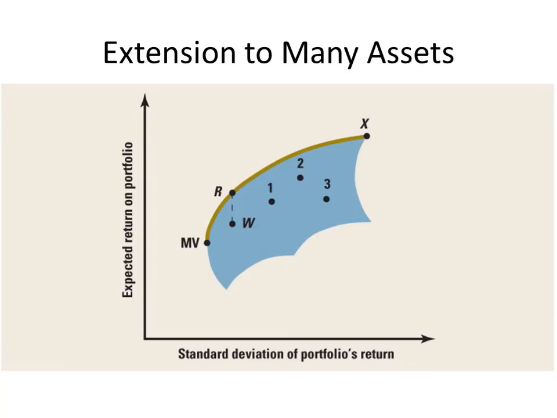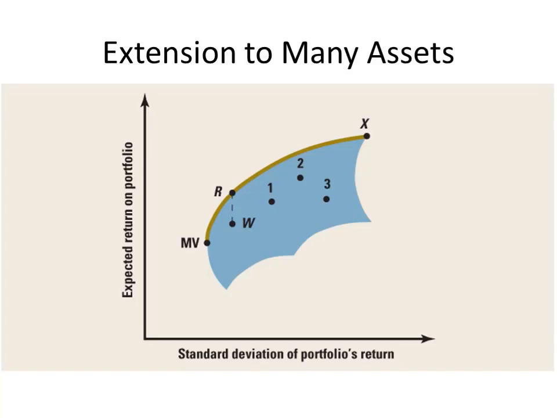For instance, would you want to buy portfolio W? You shouldn't, because if you moved up to portfolio R, you would be getting more return for the same amount of risk. Would you want portfolio 1?